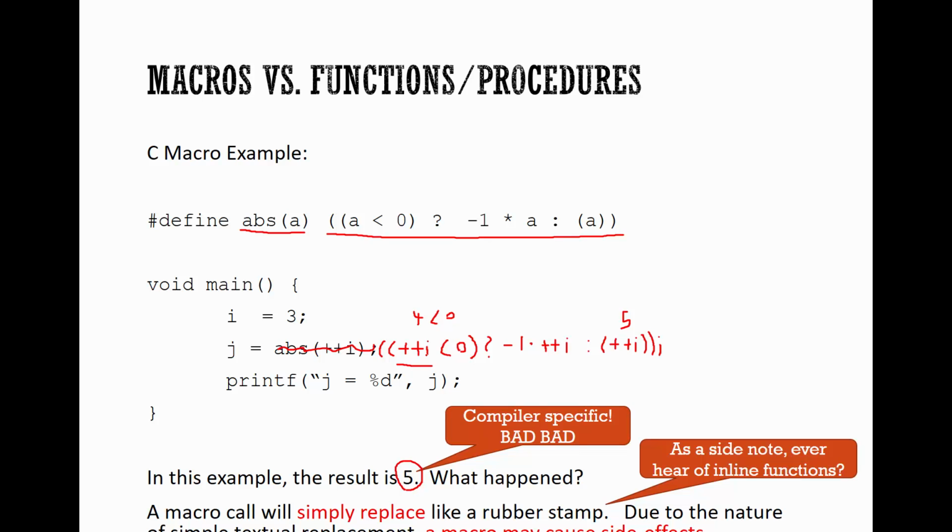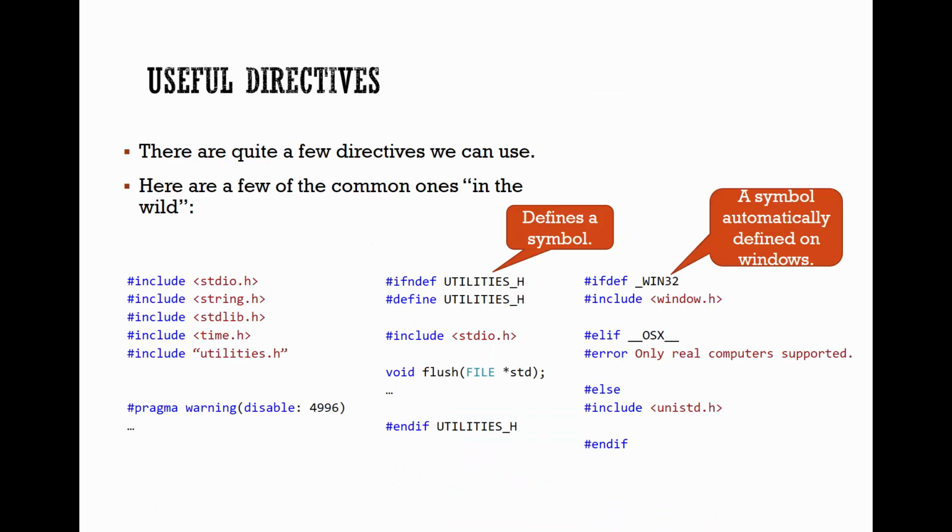As a side note, there's also something called inline functions, which can bridge the gap between using a macro and using just a function. An inline function is basically a function that the compiler will smartly inline. It's not going to copy-paste everything. It's going to make sure that things stay the way they're supposed to be. Okay, so there are actually a bunch of different directives we can send to the preprocessor in order to do different things.